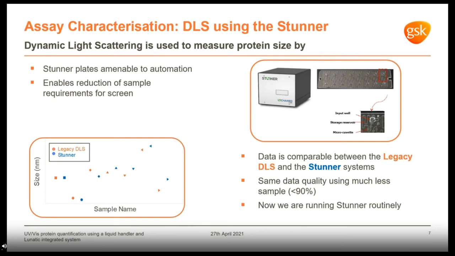We already knew the Stunner plates were amenable to automation as we used the Lunatic plates in our protein concentration workflow. We compared the Stunner to our legacy DLS system, which showed reproducible results, where the legacy system is shown in orange and the Stunner in the blue. The shapes are pairs of the same sample. This showed we could produce the same data quality as our legacy data using 90% less sample, and now we are routinely using the Stunner for our DLS workflow.